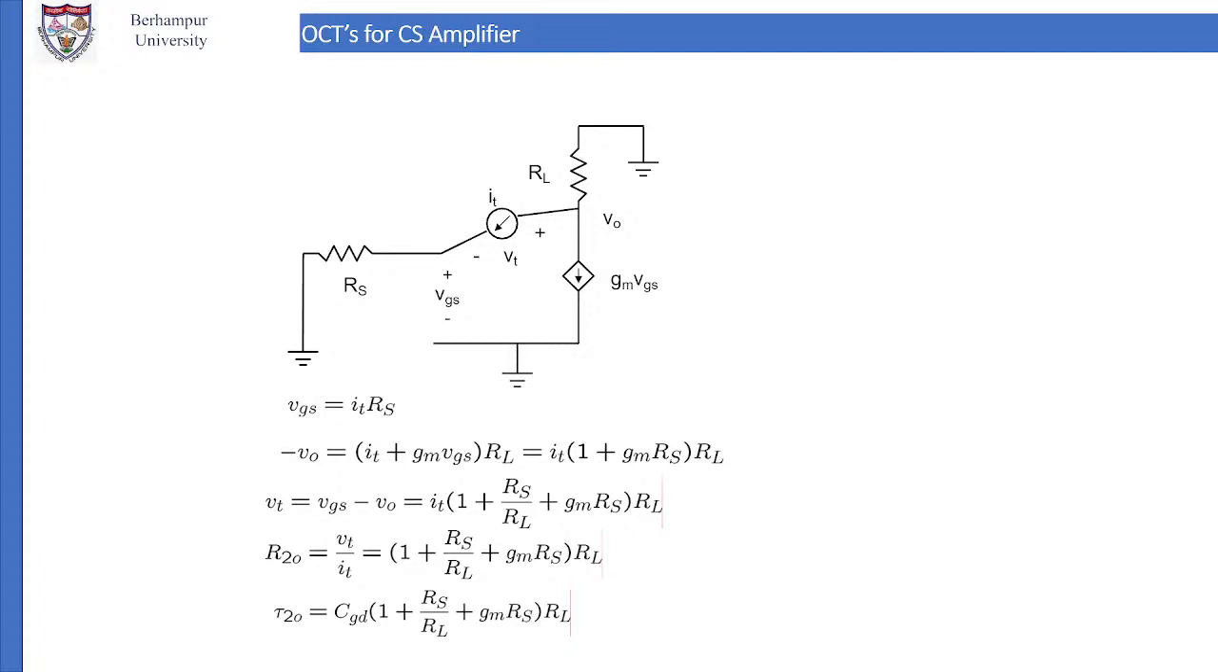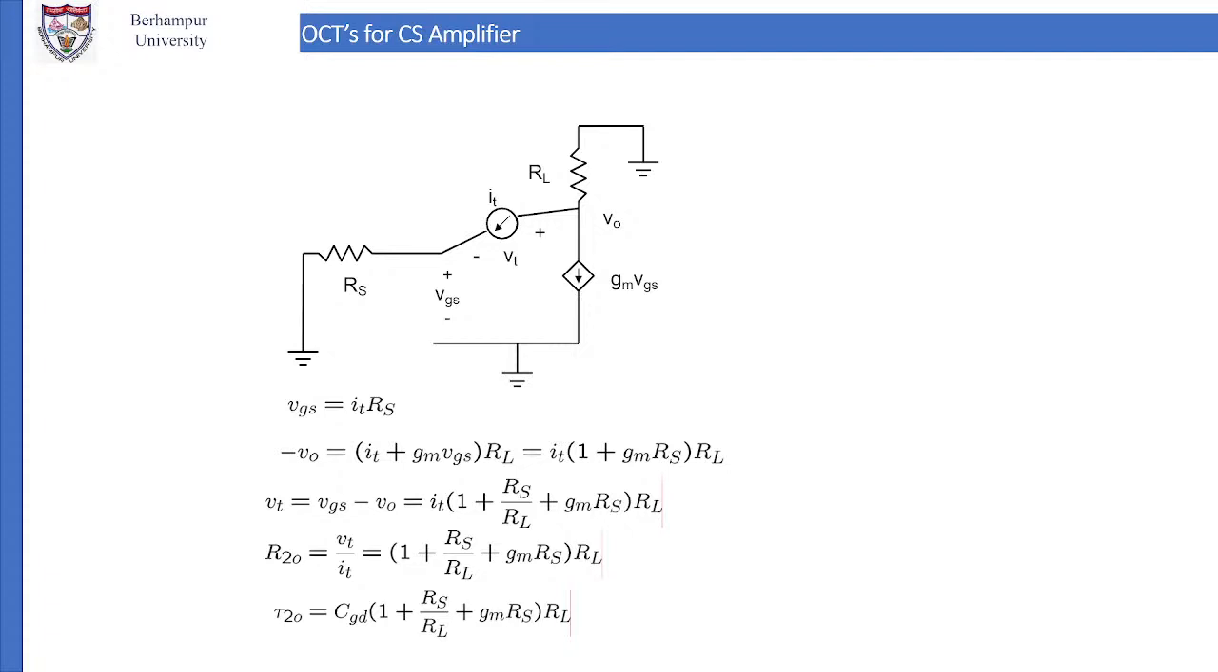VGS is equal to IT into RS, that we know. What is VGS? IT into RS. Then minus V0, which is the output. Minus V0 is equal to (IT plus gm VGS) into RL. That you can write as, if I take IT common, IT into (1 plus gm VGS by IT). VGS by IT is RS. So (1 plus gm into RS) into RL.